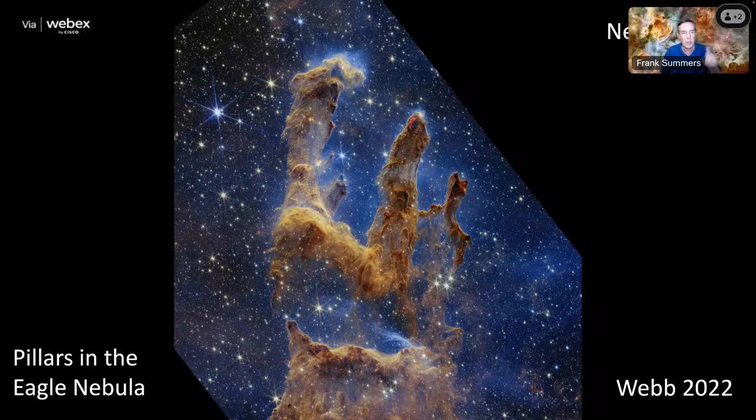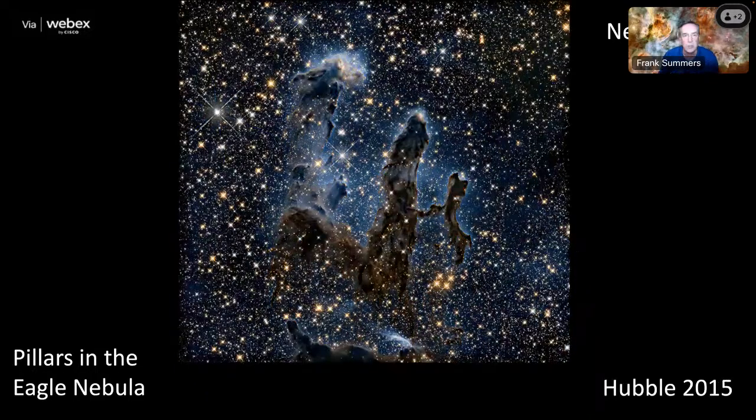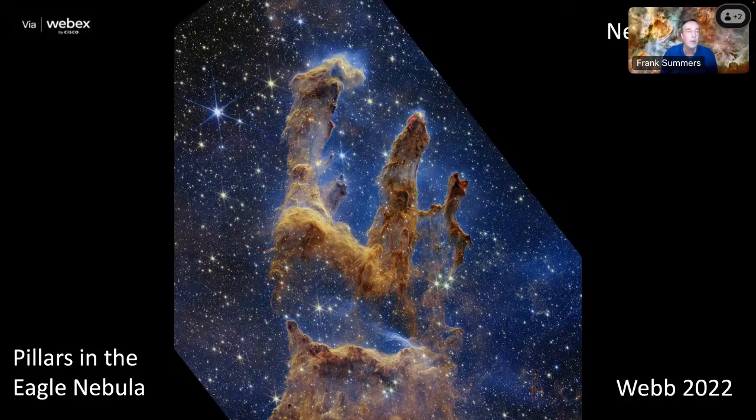So while the pillars are dark in Hubble's near infrared, they actually glow in Webb's near infrared because Webb goes to longer wavelengths where it picks up some of that dust emission. It still has all the amazing number of stars in the background.